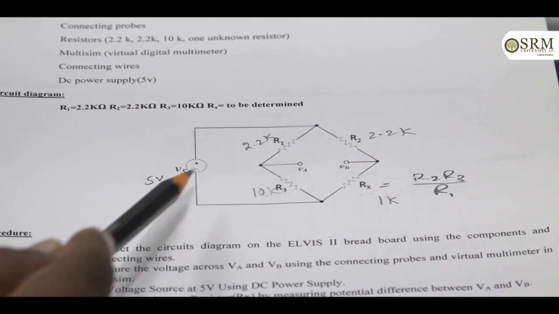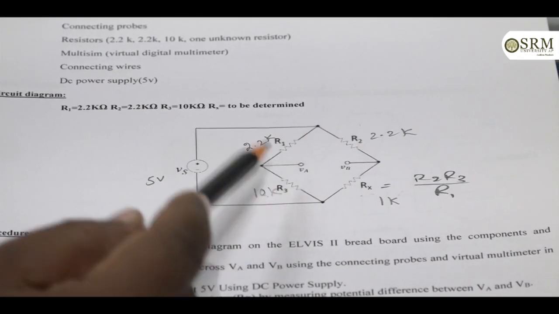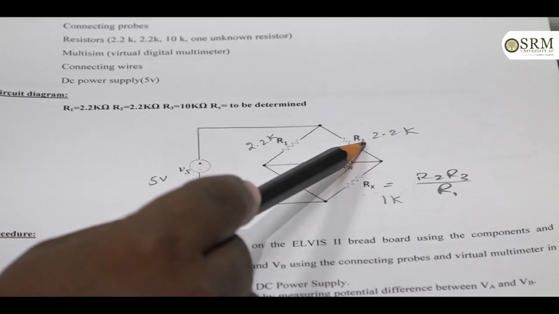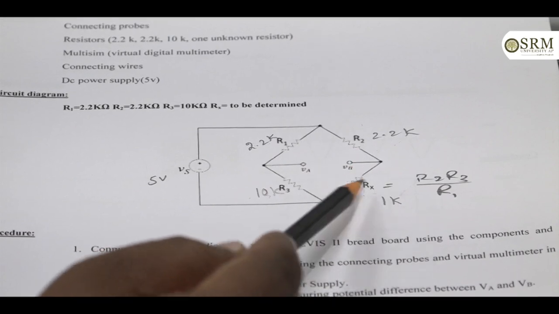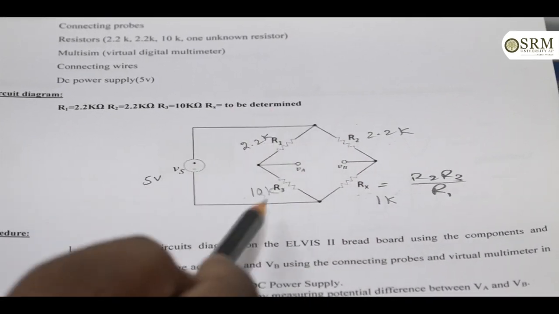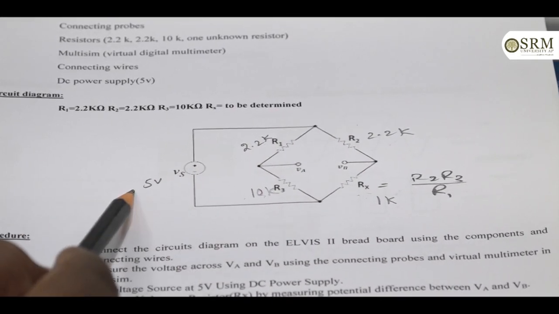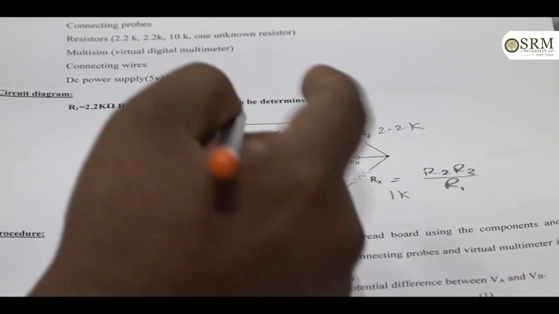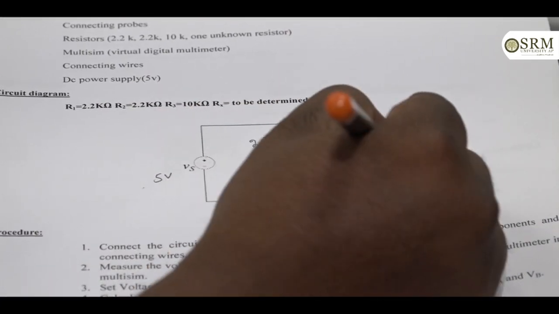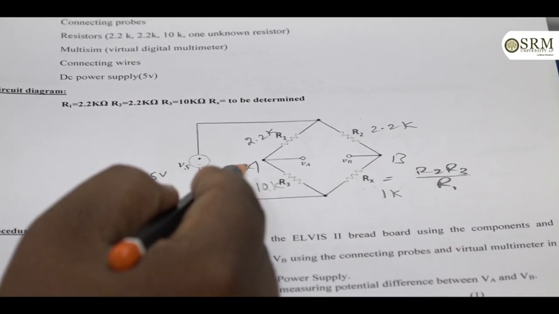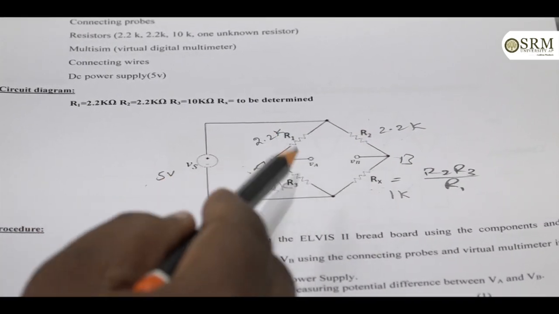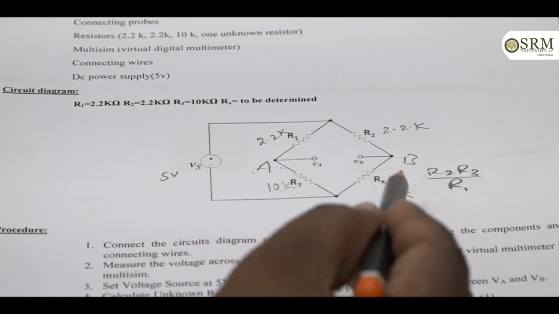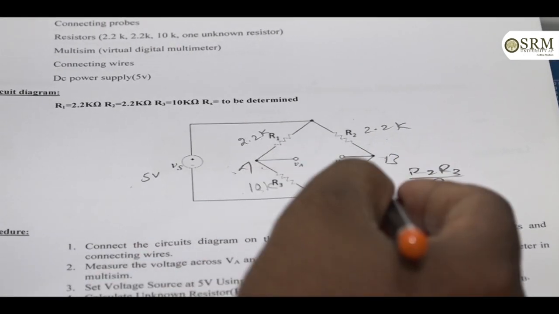This is the circuit. The apparatus for this circuit are 2.2K, 2 and 10K, 1 and Rx, unknown resistance. We don't know the value of Rx. This is the circuit. Here the applied voltage is 5 volts. Here this is called as point A and point B. Here we are calculating the voltage across point A and point B. With the help of this VAB, we can calculate the unknown resistance Rx value.